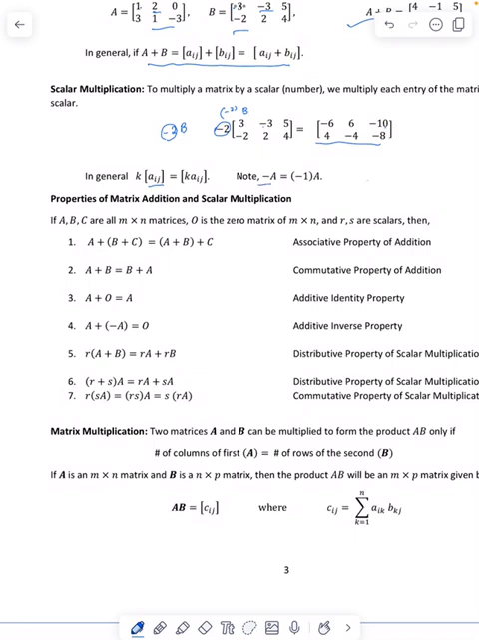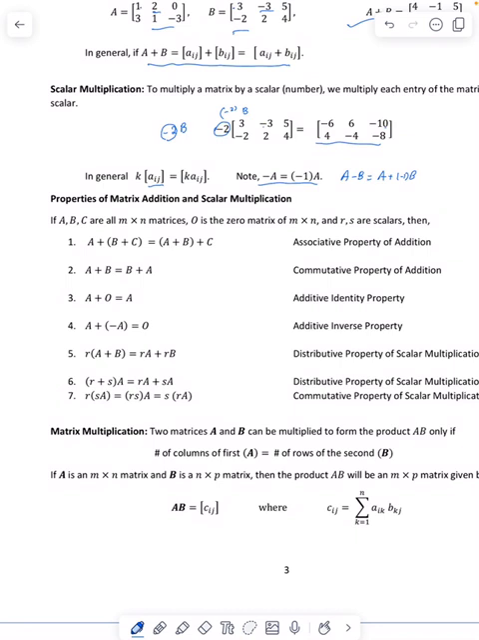Now note here, when we have negative A, it means -1 times A. So if you want to find, for example, A minus B, that is A plus negative 1 times B. In other words, A minus B is the same as adding the entries of A to the entries of negative B.